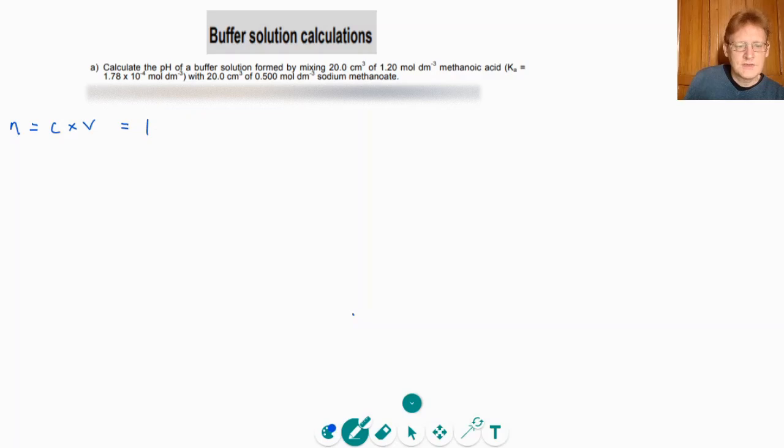Concentration is 1.2, and the volume in decimeters cubed would be 0.02. So that will give us 1.2 times 0.02 is 0.024 moles of our weak acid, HA.